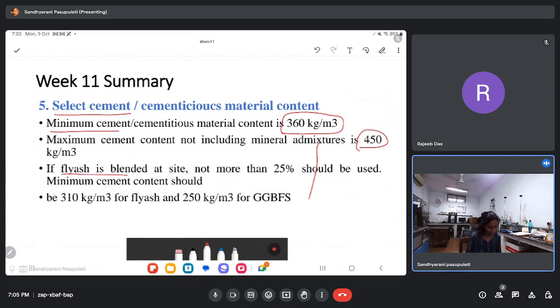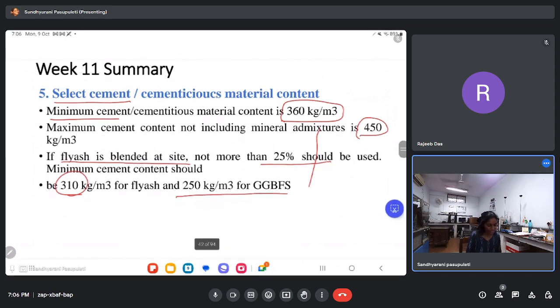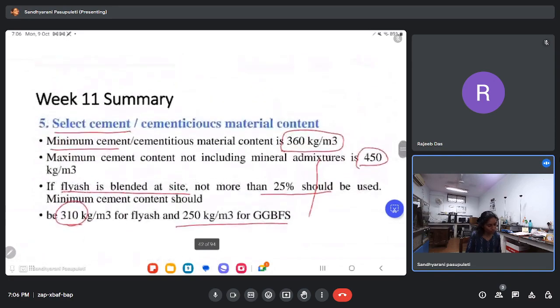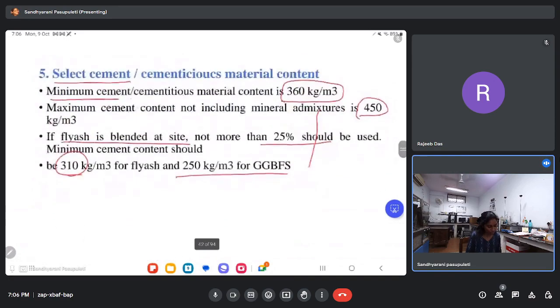If fly ash is blended at site, not more than 25% should be used. Minimum cement content should be 310 for fly ash and 250 for GGBFS. Okay, so these apply if we use separate pozzolanic materials. If you are going to use OPC, the minimum is always 360.